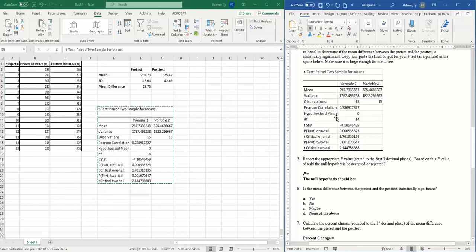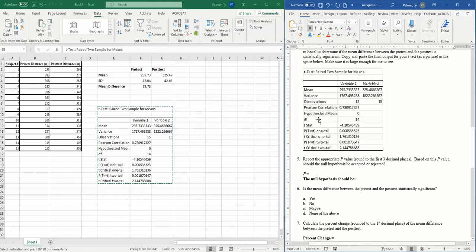The hypothesized mean difference, remember, is 0. Remember, when we do this dependent samples t-test, we are testing the null hypothesis. The null hypothesis states that the difference between the pretest and post-test means is 0. So yeah, that's the hypothesized mean difference, 0.